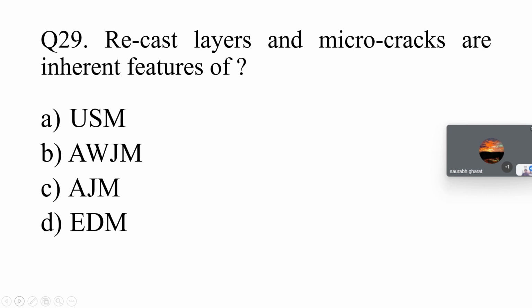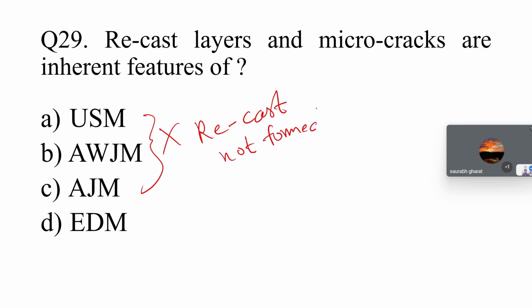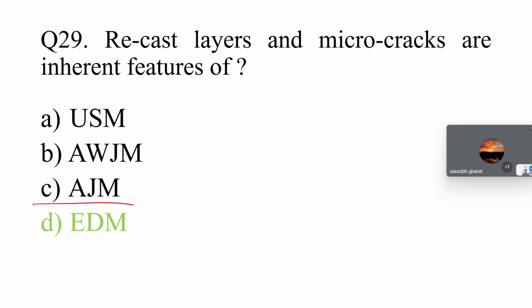Recast layers are formed and microcracks are generated. In ECM, there is no formation of recast. In any of the other processes, they are completely different here. So only EDM will be the answer. For USM and AWJ, there is no information of recast. Microcracks might be present, but recast layers will not form. So EDM is the correct answer.